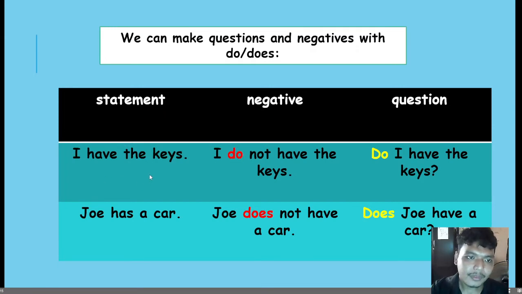Okay. In the statement, we say I have the key, and in the negative way, we say I do not have the key. And if you're going to make a question, you can say, do I have the key?